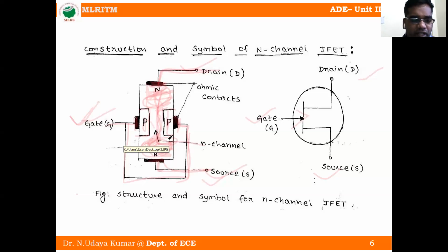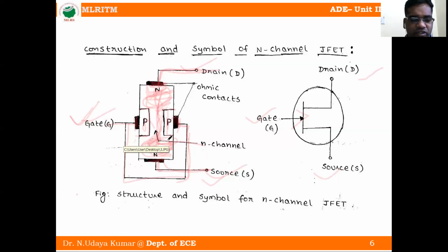So here, three terminals are there. First one is source. This terminal is connected to the negative terminal of the battery. So the source terminal is always connected to the negative terminal of the battery. You have to note down in your notebook. Okay, that is the important point.